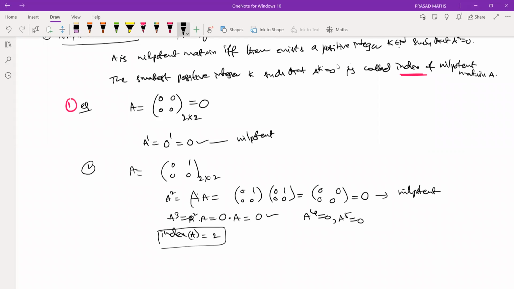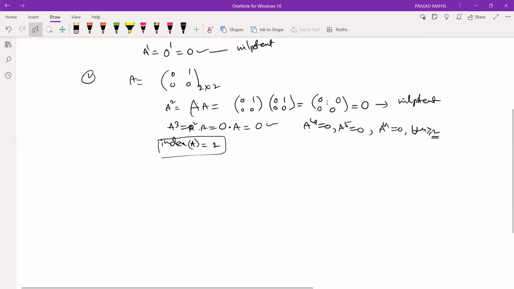A power 3 is 0, A power 4 is 0, A power 5 is 0. So A power n is 0 for every n bigger than or equal to 2. But among all positive integers, 2 is the least, therefore 2 is the index of the matrix. That is the argument.